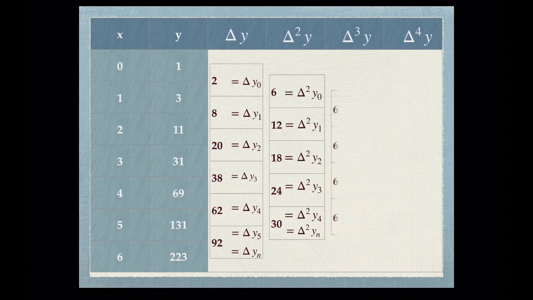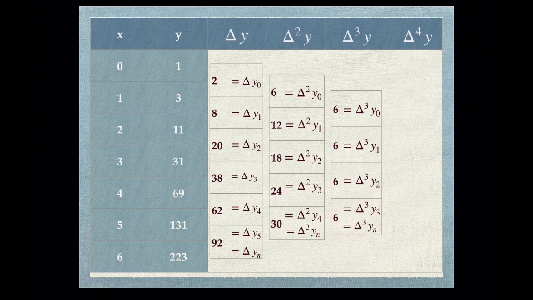The moment it continues, we have third order forward differences. In the same way, we take all of them: the first element as delta cube y naught, the second as delta cube y1, the third as delta cube y2, and finally the last term is delta cube y3 or delta cube yn. Similarly, for the fourth order, it is delta power 4 y naught, delta power 4 y1, delta power 4 y2, and of course delta power 4 yn.